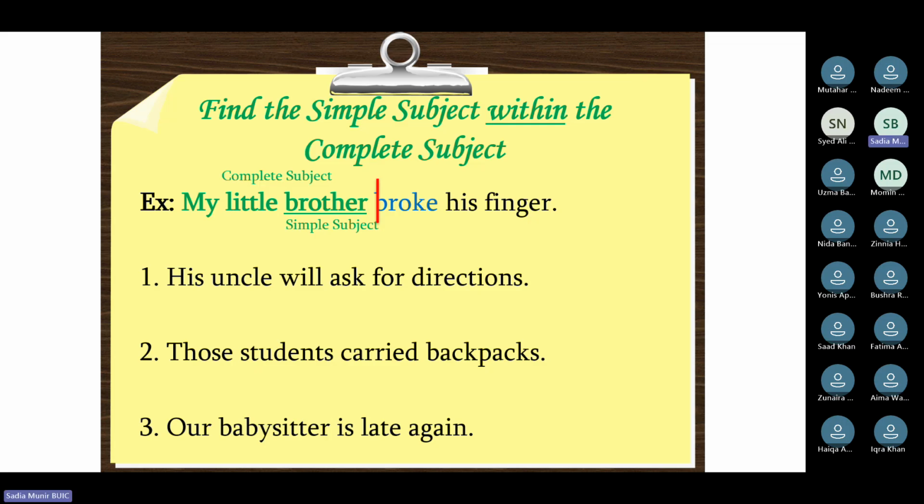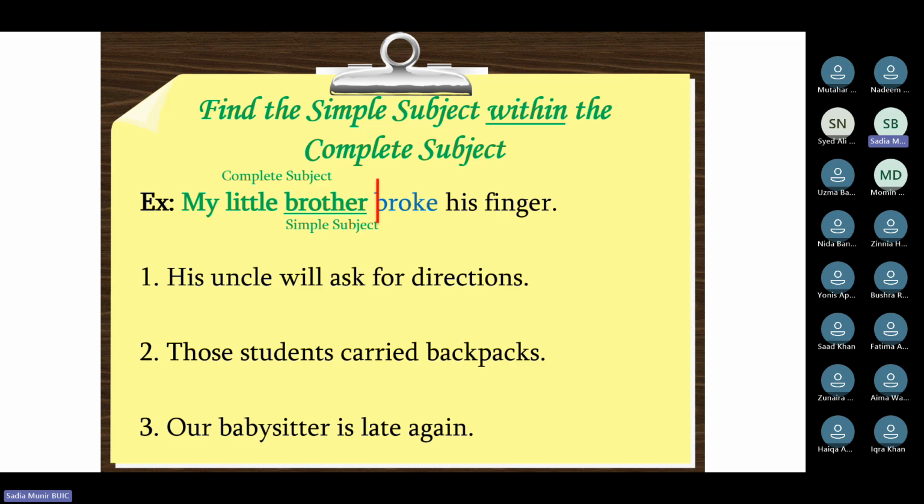Uncle is the simple subject. Good, Uzma. And the complete subject would be his uncle. Good. देखिए, uncle हमने आइडेंटिफाई कर लिया. Uncle is a noun. ठीक है यहाँ पे. और his जो है यहाँ पे pronoun भी है और possessive adjective भी है. तो वो इसको complement कर रहा है.